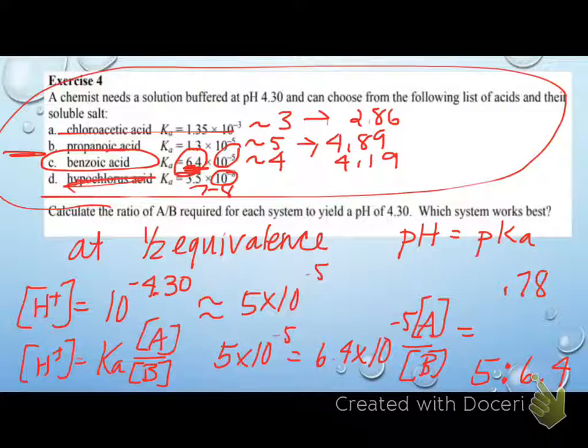But the problem is your generation is highly calculator dependent. Highly, highly calculator dependent. Almost all math and chemistry is.